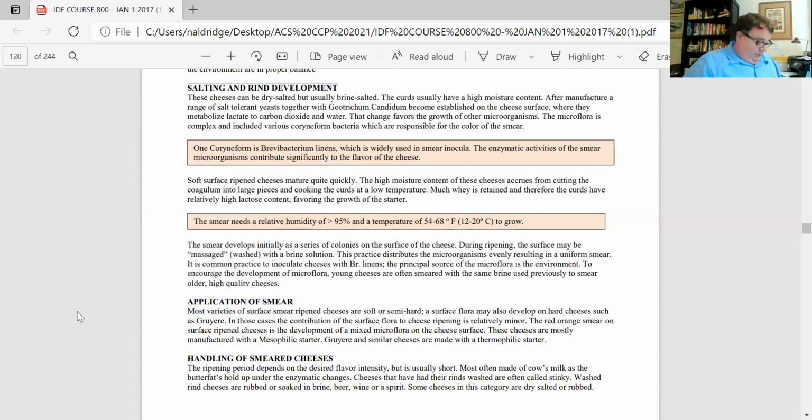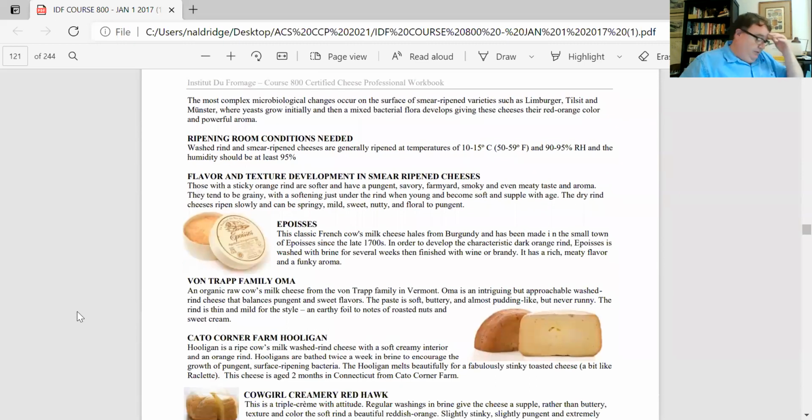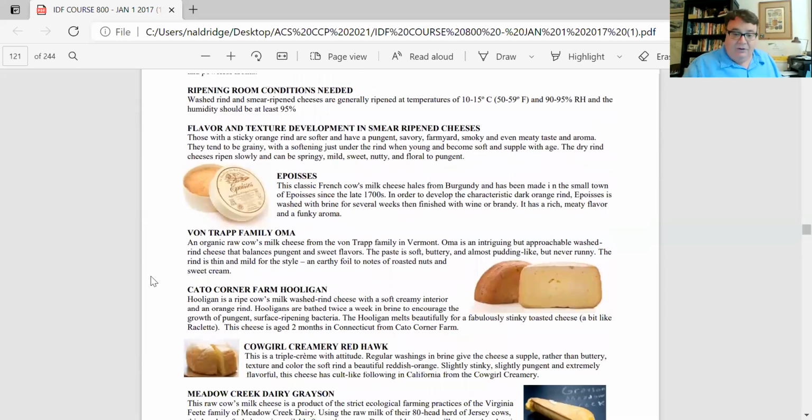All righty. Now we're moving on to page 121. I'm going to highlight a couple of things for you guys and send you some more information about specific American cheeses and specific European cheeses to read up on and know. I'm going to highlight these because you're probably going to get asked questions about these on your test. So Epoisse, very important cheese to know. I call it one of the big dogs, so to speak. Learn about Epoisse, even Von Trapp family Oma. If you're not familiar with Von Trapp family Oma, look it up.